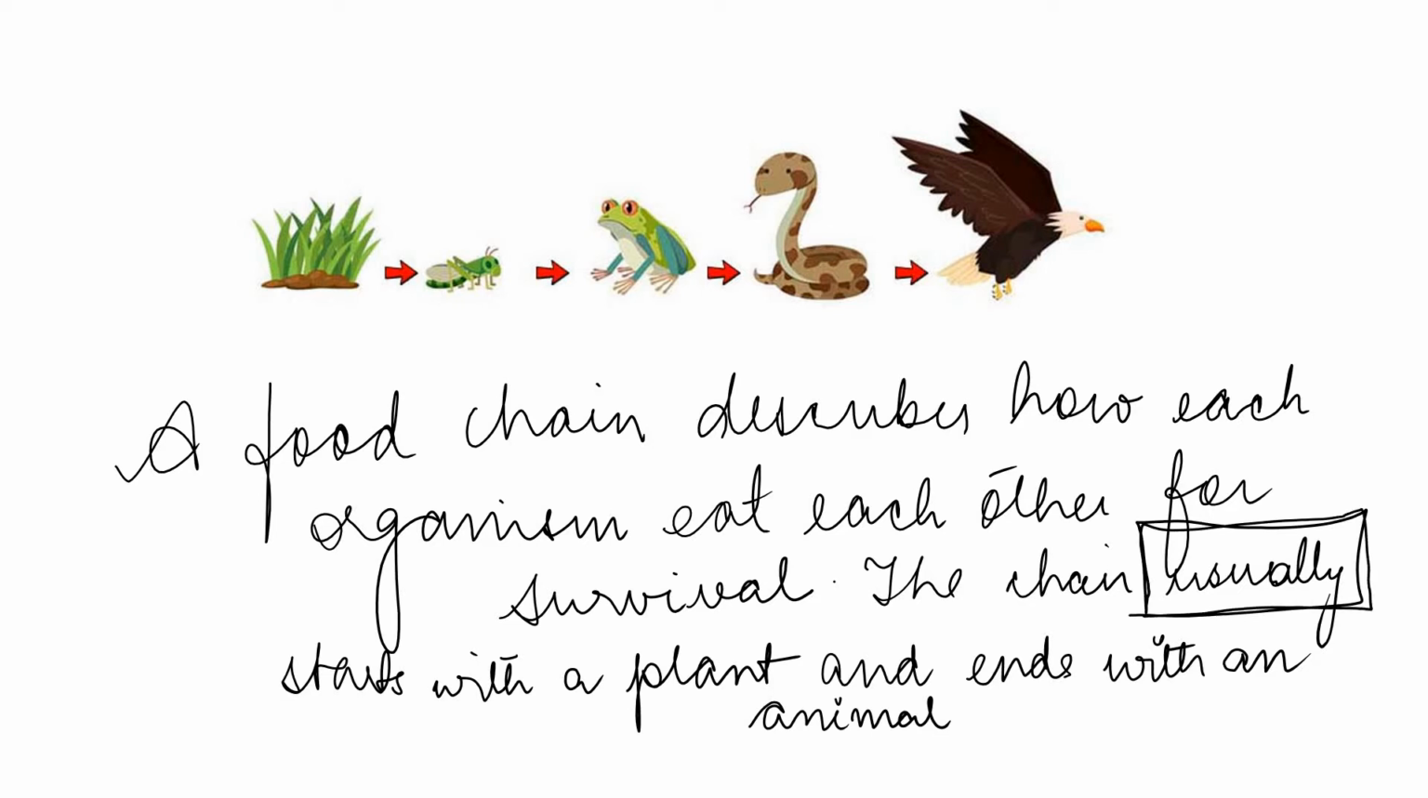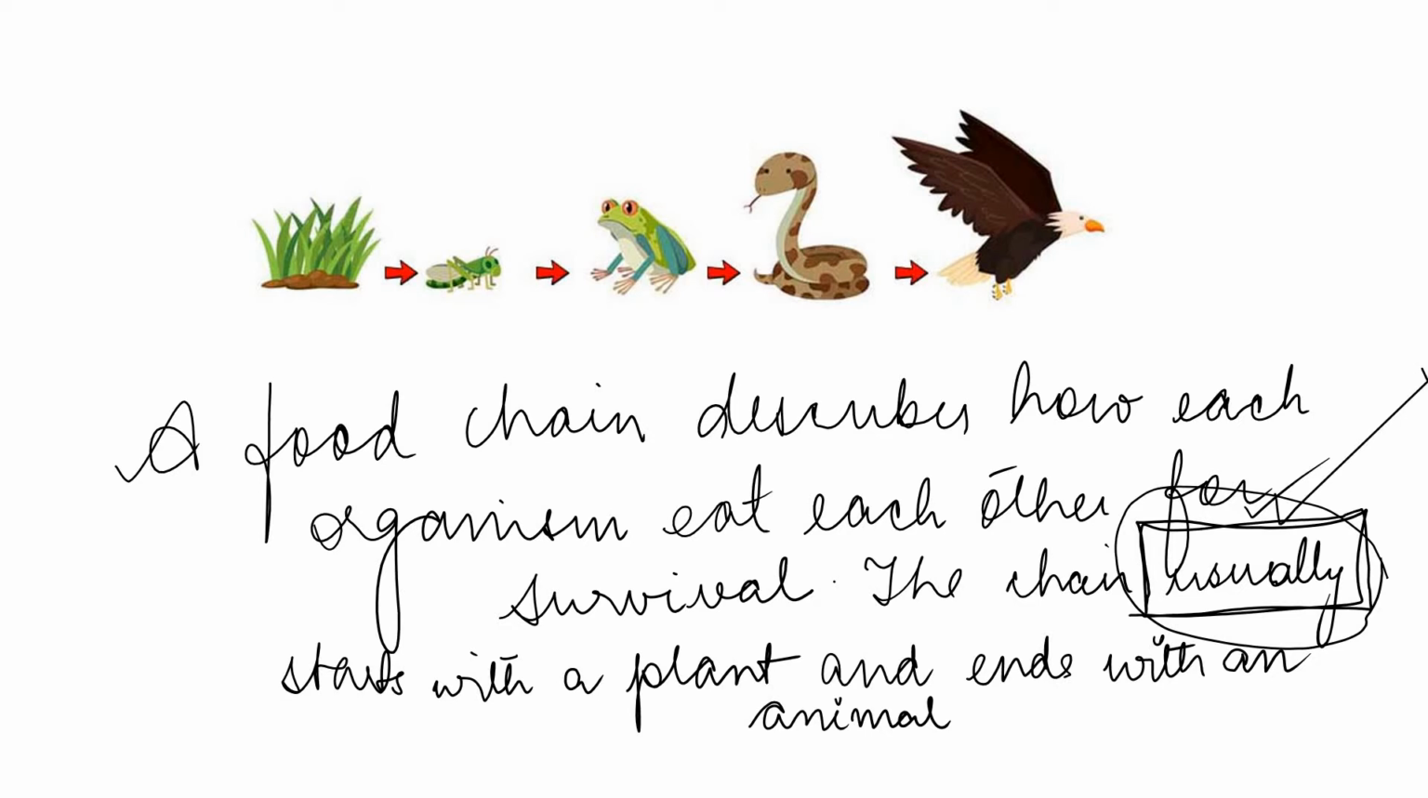This means that there can be other food chains also which may not start with a plant and end with an animal, like the food chain of microorganisms. They themselves have a different food chain. So you have to pay emphasis on this word usually. You cannot come up and say, ma'am, this is the ultimate truth, you told us that it starts with a plant and ends with an animal. No, see the word. I have written usually.